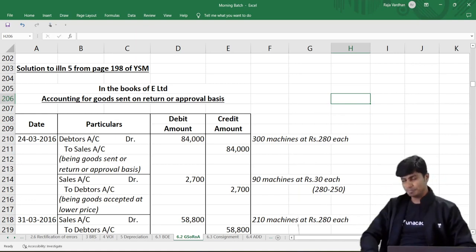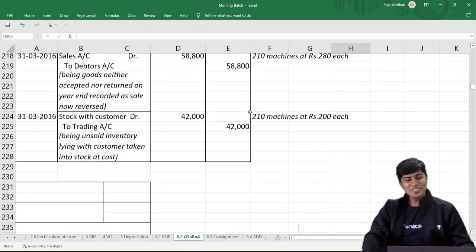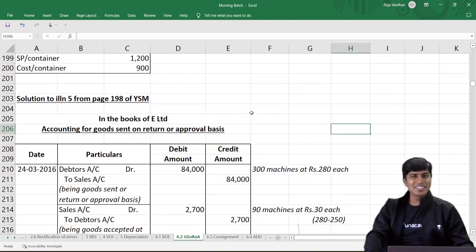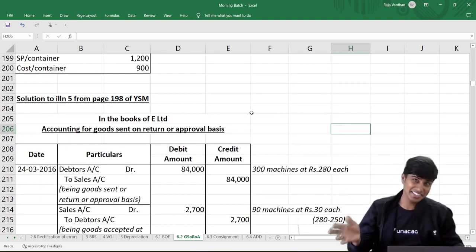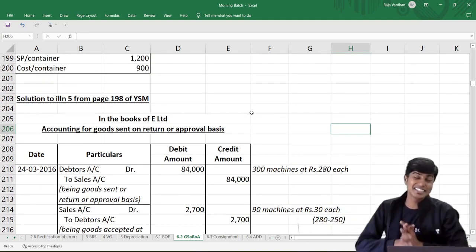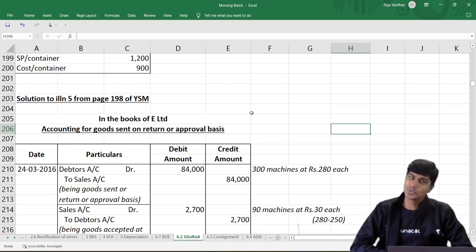This is the solution to illustration number 5 on the topic of goods sent on sale or return or approval. I hope you people understood this, and I don't want to continue 6, 7, 8, 9, 10 in the same video, so I would come out with another video, part 3, wherein we'll discuss the solution to questions number 6, 7, 8, 9 and 10. See you in the next one.